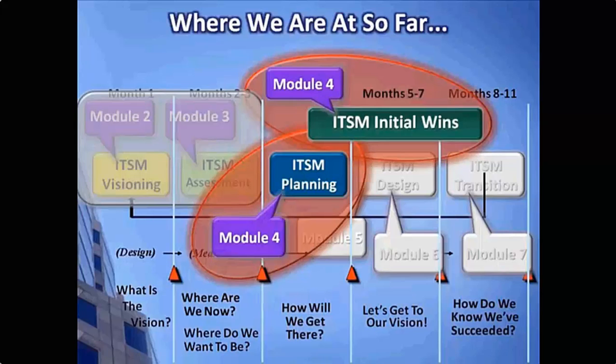In learning module number 1, we took a view of the entire overall approach. Learning module 2, we discussed the ITSM visioning stage. In learning module 3, we discussed the ITSM assessment stage. Now here in learning module 4, we'll finish that ITSM assessment stage by translating those assessment findings to initial wins, and then we'll get into the ITSM planning stage, and we'll also discuss the ITSM initial win stage as well.